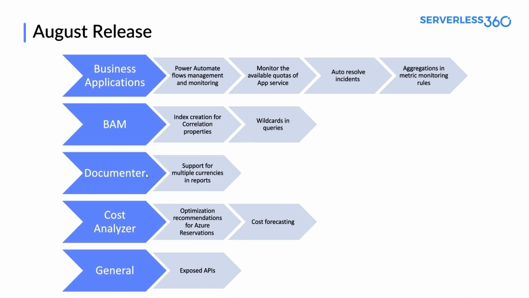Next, we have the Azure Documenter, where it is now possible to generate cost-based reports in the different currencies supported for the subscription. And then moving on to the Cost Analyzer, we have the optimization recommendation based on reservation feature, where the recommendation will be provided based on the service tier of resources, so users can opt for reservations. This actually opens up the possibility of saving 65% of the cost, which is a huge amount saved.